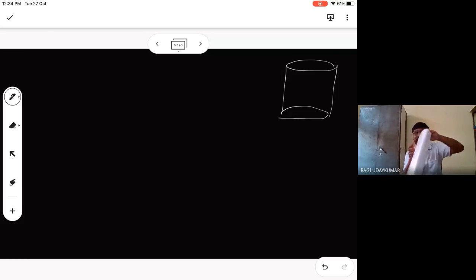This length becomes the circle at the top, and the breadth becomes the height. This side to this side is the breadth of the rectangle, which becomes the height. The rectangle area is length into breadth. So when it becomes a cylinder, the length becomes 2 pi r, and this is h. So the curved surface area is 2 pi r h.